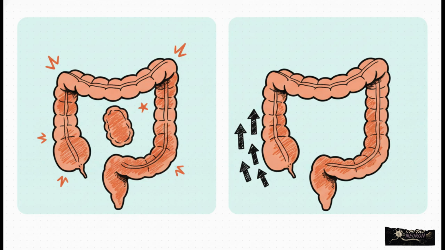On one side, we have Crohn's disease. Crohn's is basically guerrilla warfare. It can attack anywhere from the mouth all the way down to the anus, with deep transmural inflammation. It creates these non-continuous skip lesions.